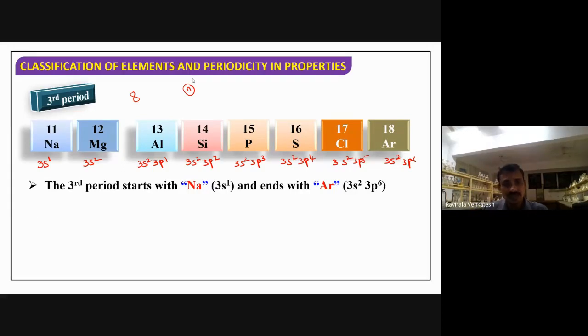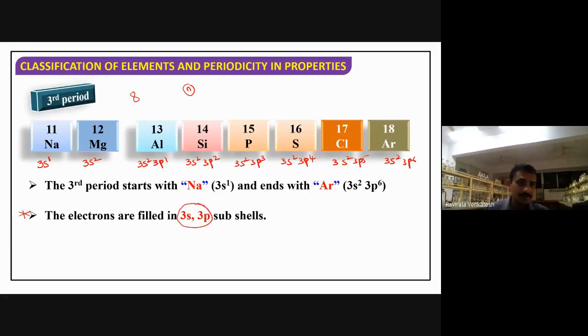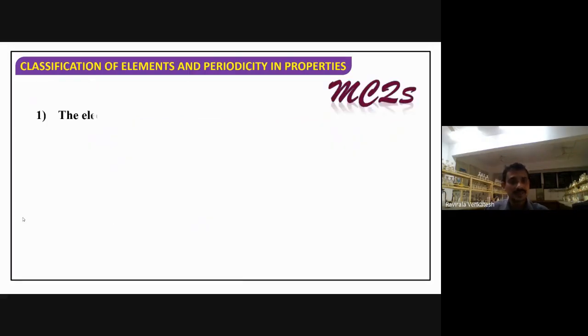So which orbitals are filling here? 3s and 3p. This is important for you. In examination, this point is important for you. So in the third period, 3s and 3p orbitals are filling here. You practice those elements, you will get that, no problem. Next, I will ask you some questions. Next, fourth period, we'll see in the next slide.